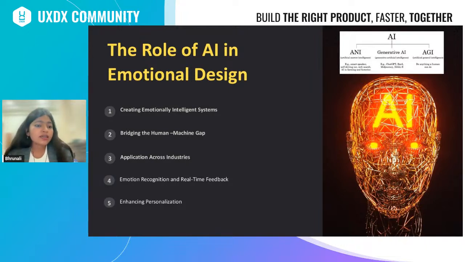The fourth one is emotion recognition and real time feedback. For this, again, there is a very good example, a platform named Zendesk. This platform is a customer support platform, and it detects frustration. If the platform detects any negative sentiment, the query will be escalated to a human agent. So that's how the emotions are being recognized and the right solution or feedback is being provided.